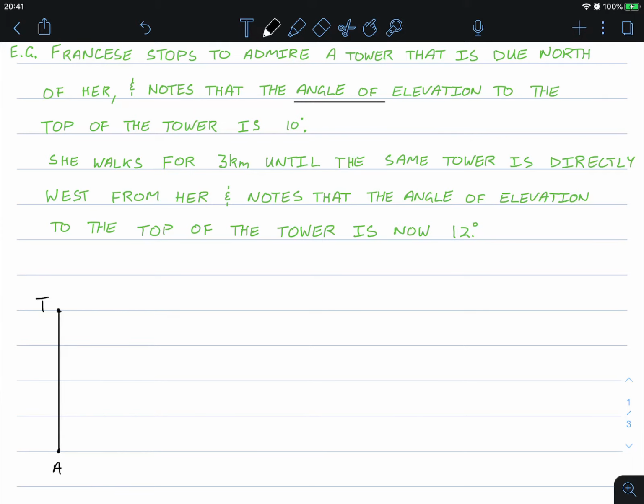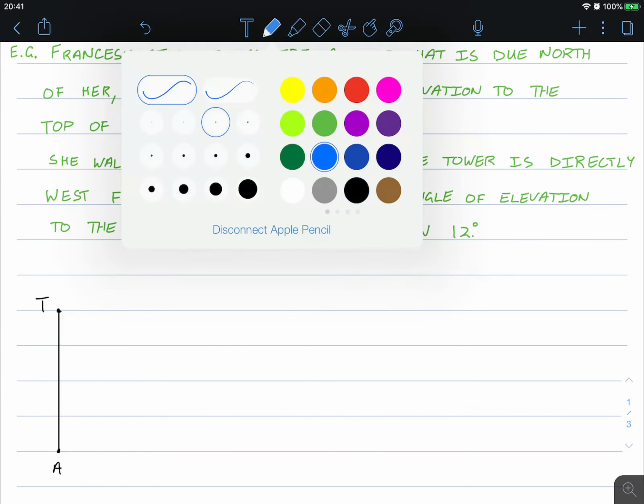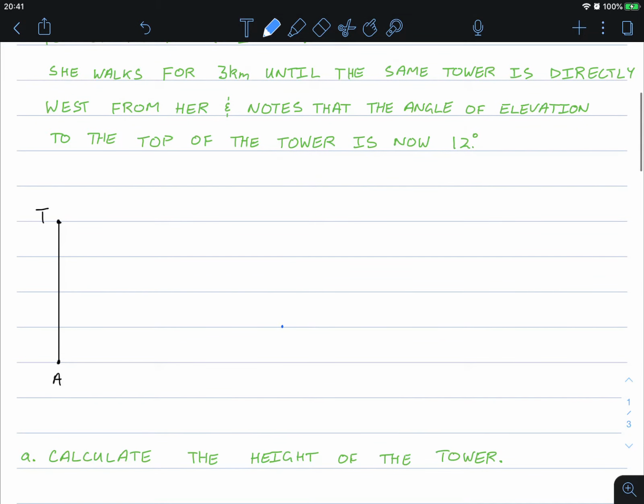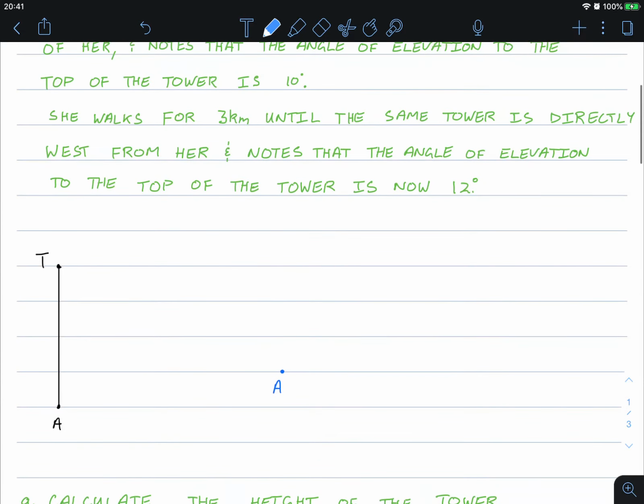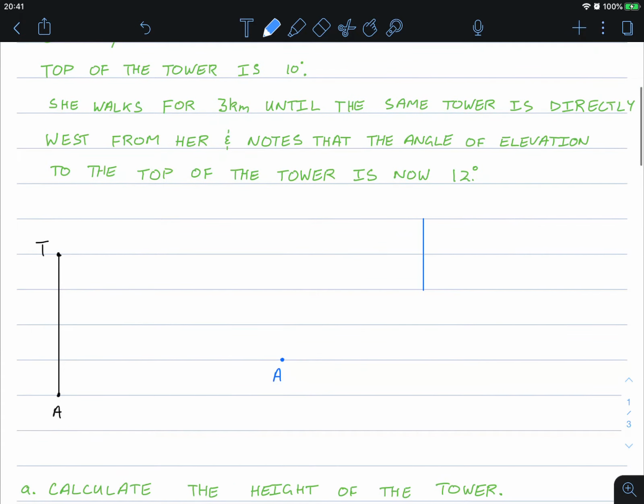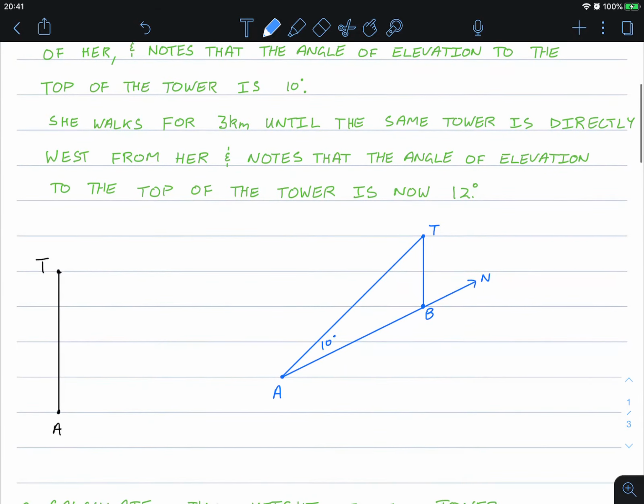In order to draw an angle of elevation, that is a side view. So let's draw this in a side angle. So here's point A. Here is some tower. And north is that way. From where Frances is to the top of the tower is 10 degrees. So here's the top of the tower. And here's the base of the tower. B for base. Alright, let's keep going.